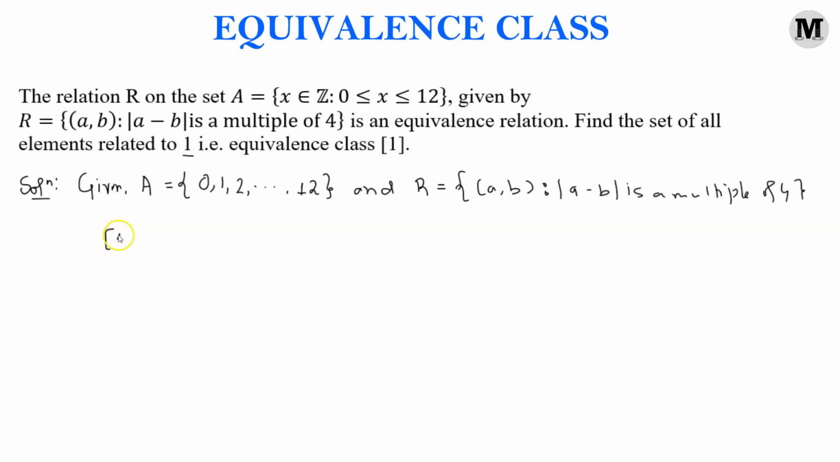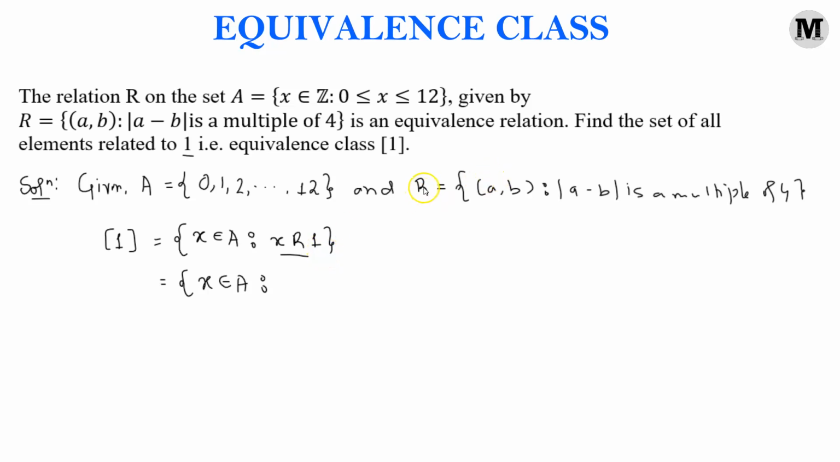In other words, we have to find out the equivalence class of 1. Now, what does it mean? According to the definition, the equivalence class of 1 is defined as the set containing the elements x. And what is x? x are going to be elements that are picked up from the set A such that we have x related to the number 1, or you can say x related to the element 1.